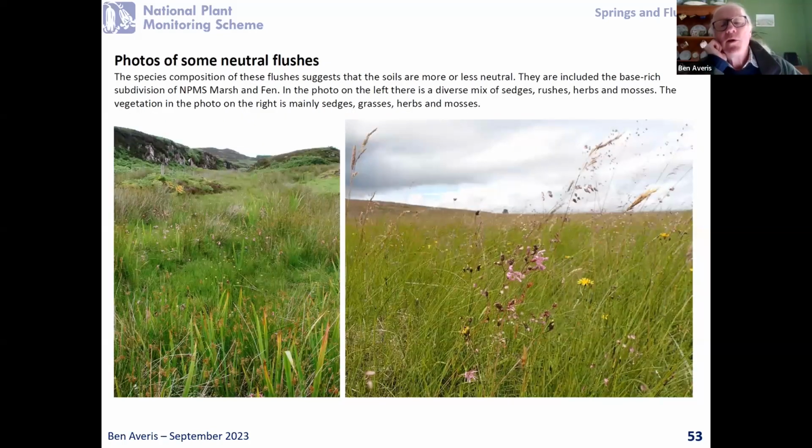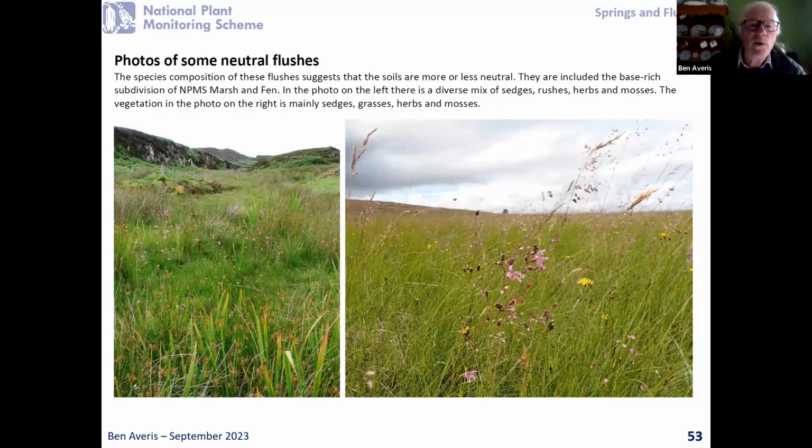As we see here, these are flushes that are neutral flushes really, and that puts them in the base-rich NPMS fine-scale habitat. Pinks and yellows of the flowers of ragged robin and buttercups, among other things there. A greater vascular plant species diversity on the whole as well in the neutral and basic ones compared with the more acid ones. So quite colourful habitats, a mix of sedges and rushes and herbs and mosses.